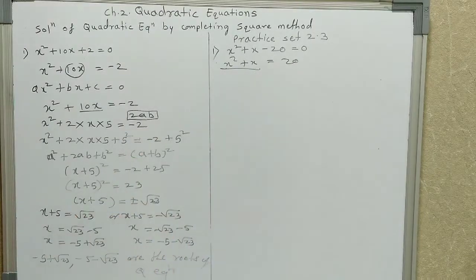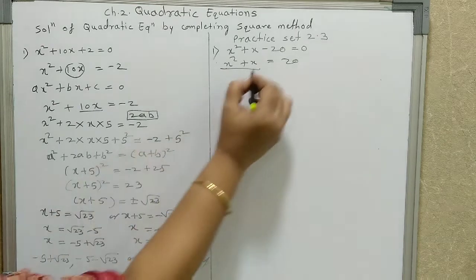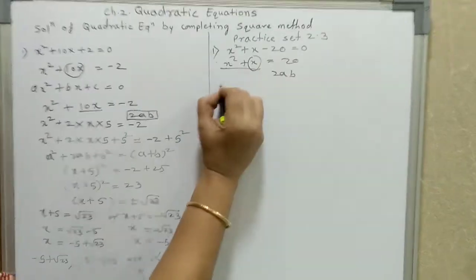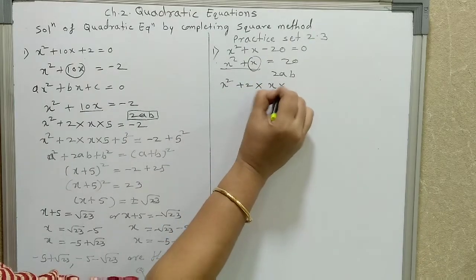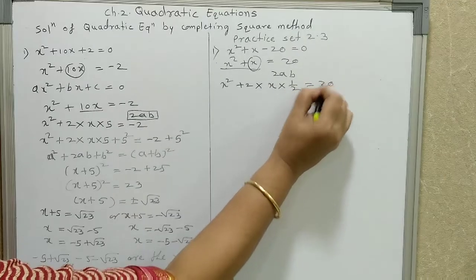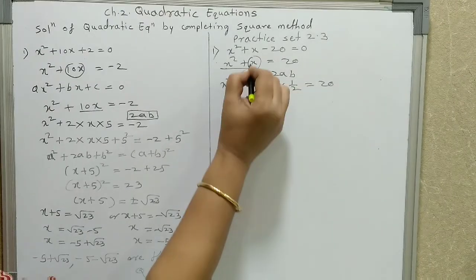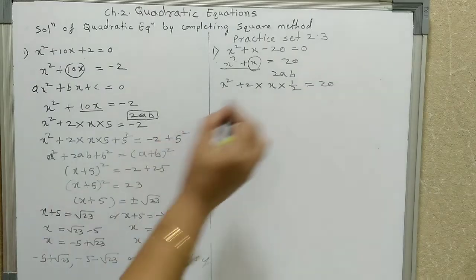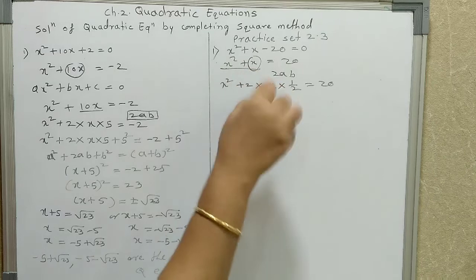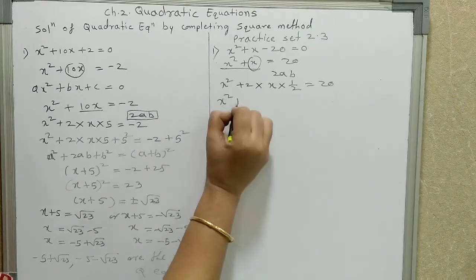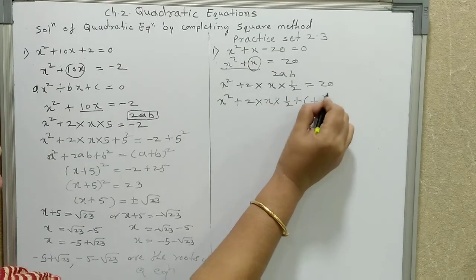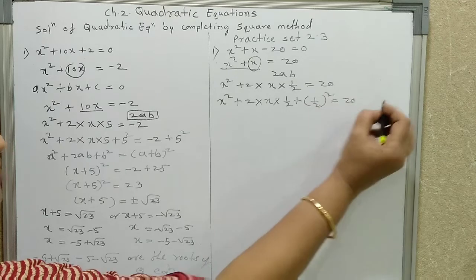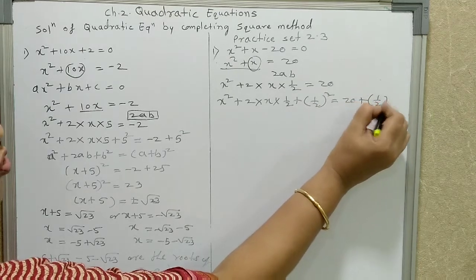Now the term x² + x remains. We convert only the middle term into 2ab. So x² + 2 × x × 1/2 = 20. Here the 2 cancels and x remains, so we form this term. Now we add (1/2)² on both sides of the equation. So x² + 2 × x × 1/2 + (1/2)² = 20 + (1/2)².